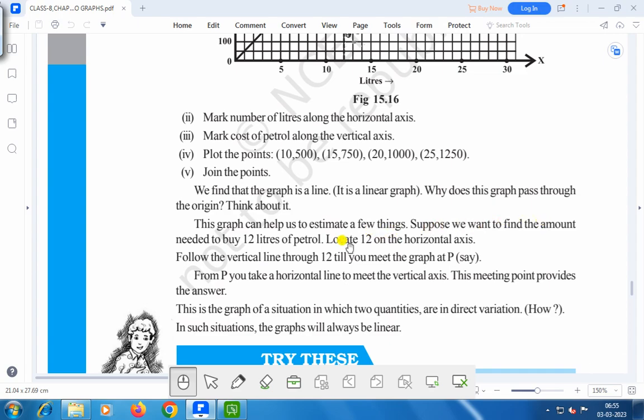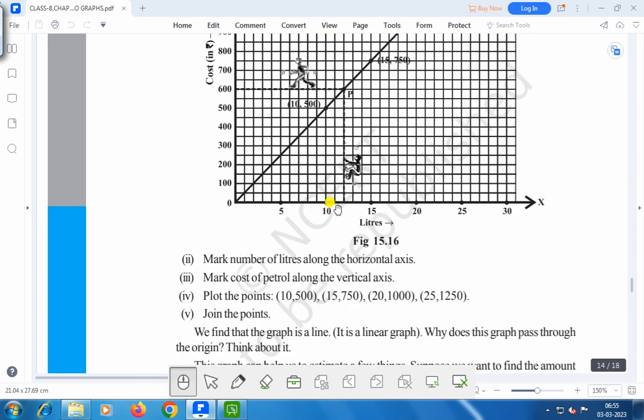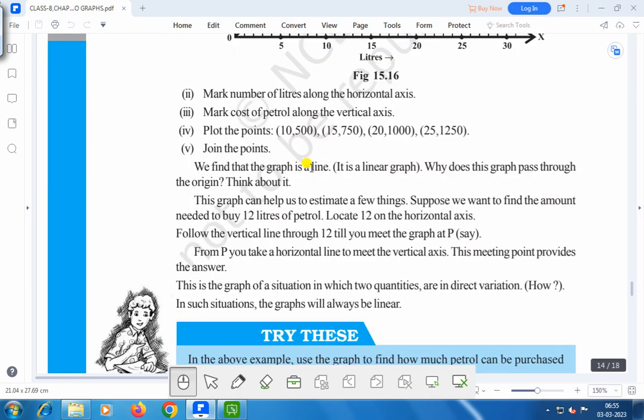The graph can help us to estimate a few things. Suppose we want to find the amount needed to buy 12 liters of petrol. Look at 12 on the horizontal axis. This point is 12, and the cost will be rupees 600. This is perpendicular to this, that means 600. From P, you can take a horizontal line to meet the vertical axis. The meeting point provides the answer.